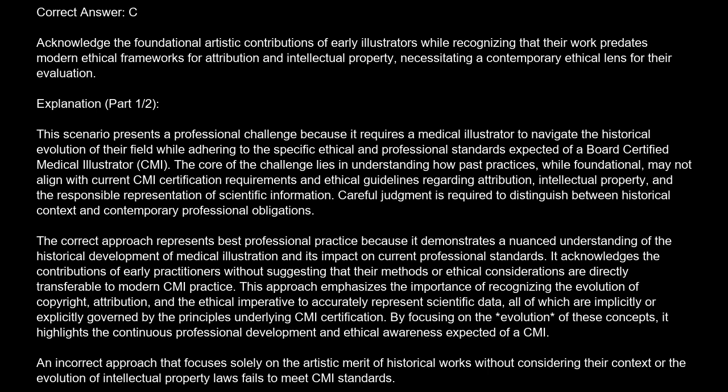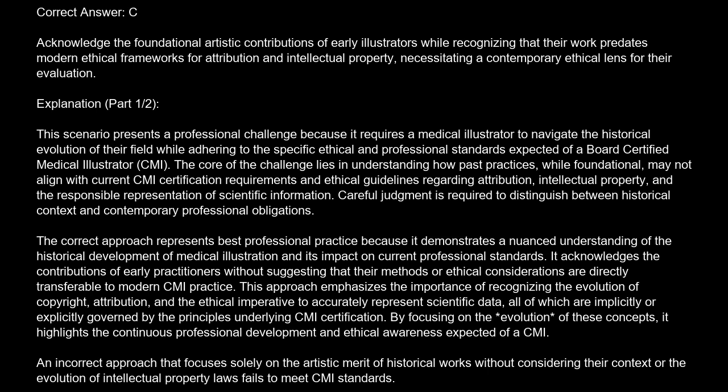Explanation. This scenario presents a professional challenge because it requires a medical illustrator to navigate the historical evolution of their field while adhering to the specific ethical and professional standards expected of a board-certified medical illustrator, CMI. The core of the challenge lies in understanding how past practices, while foundational, may not align with current CMI certification requirements and ethical guidelines regarding attribution, intellectual property, and the responsible representation of scientific information. Careful judgment is required to distinguish between historical context and contemporary professional obligations.